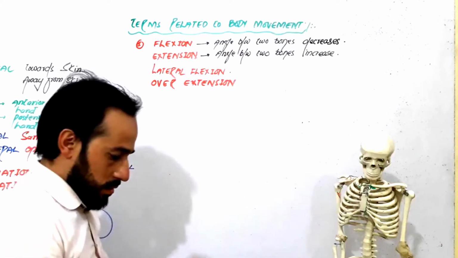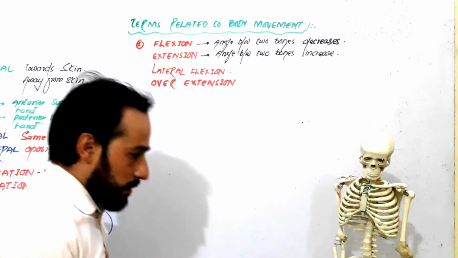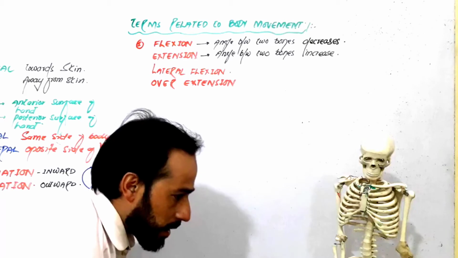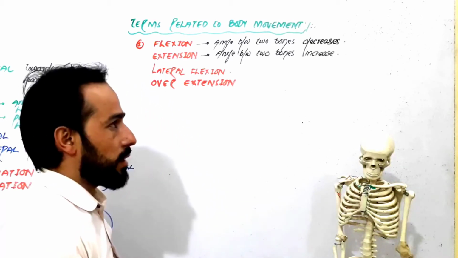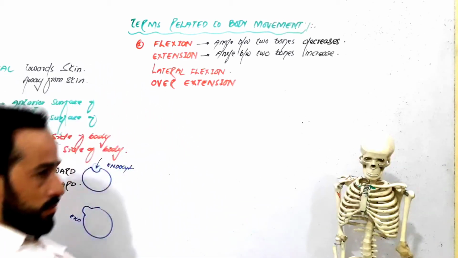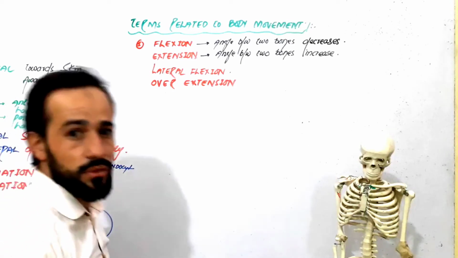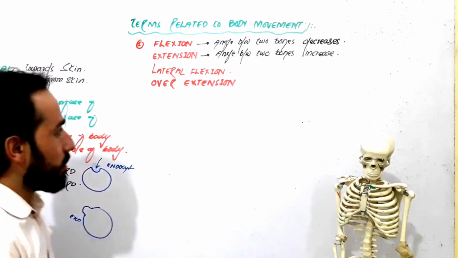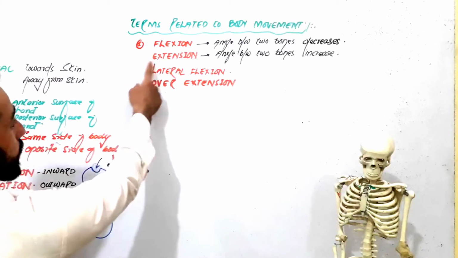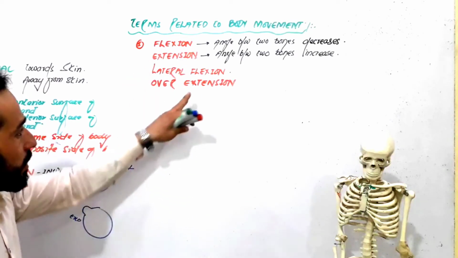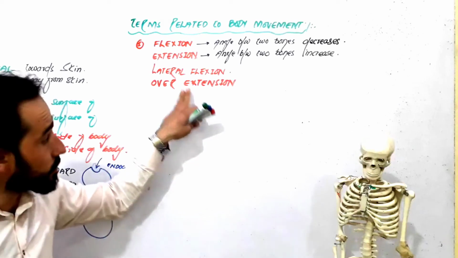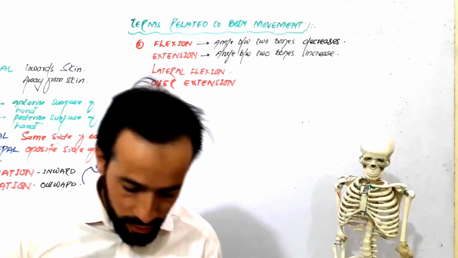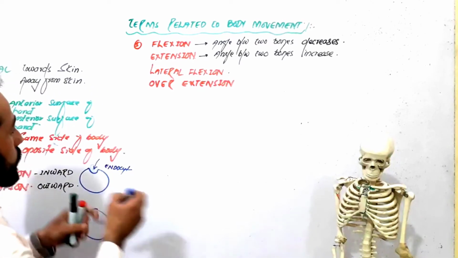Look, when I'm going down, this is flexion. When I'm coming up, this is extension, and when I come to my position and then go further backward, this is called overextension, right? So overextension is also clear to you guys. So flexion, extension, lateral flexion and overextension. Okay, these are the movements. Then there is another pair, and that is called abduction and adduction.